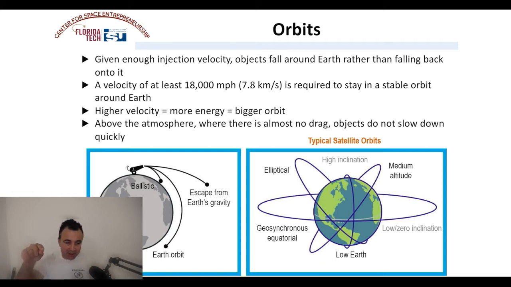If the satellite is in a fixed point, let's say over here, the Earth's atmosphere picks it up. So the higher the velocity, the more energy, and then an even bigger orbit. Meaning that I need to move quicker in order to maintain that high level in relation to the Earth. Above the atmosphere, where there is almost no drag, objects do not slow down quickly. So you need to have some thrusters, something that makes the object stop.